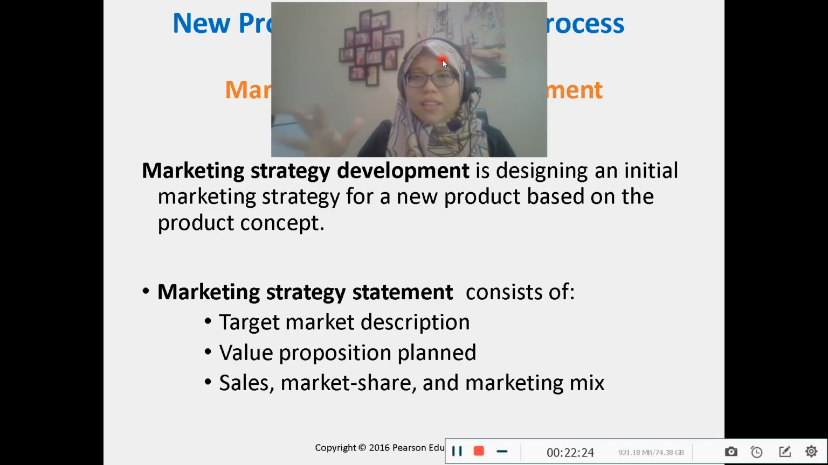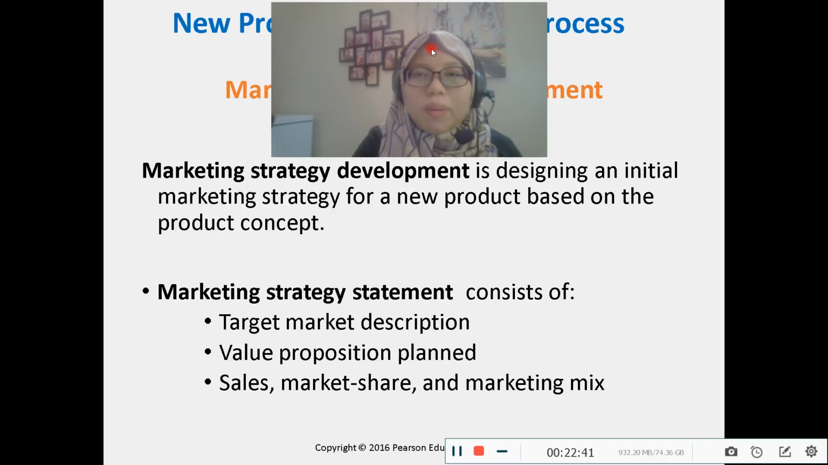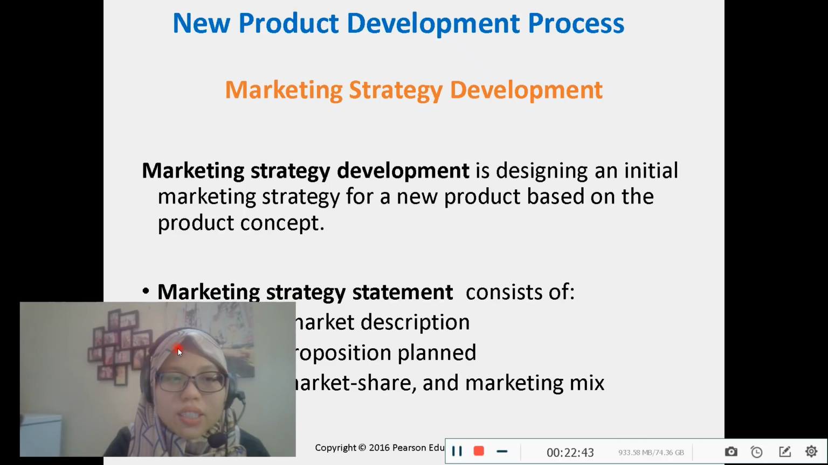And the other aspect or elements that need to be inside this statement is your market share, your sales, how many that you want to have, and marketing mix. Marketing mix ada apa? Ada berapa? Okay, you need to remember. So, tak best duduk tengah, duduk tepi balik sebab kita nak gerak. Okay.